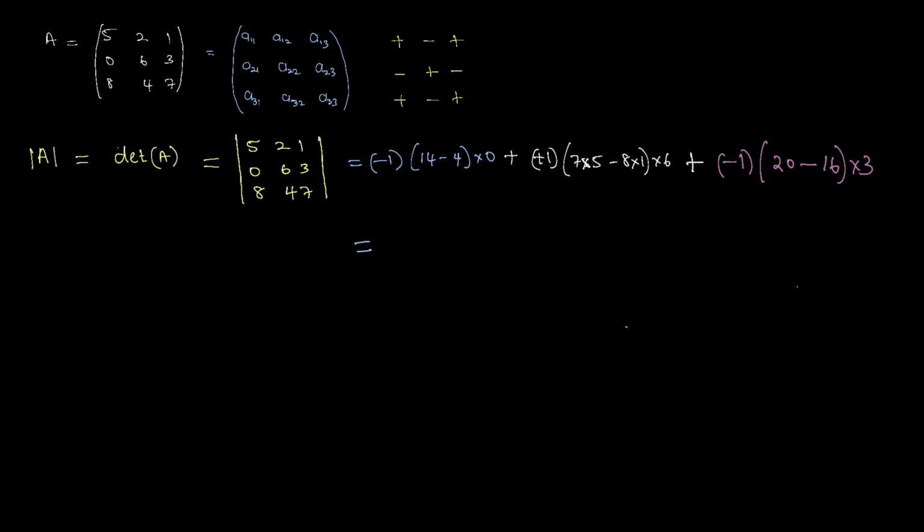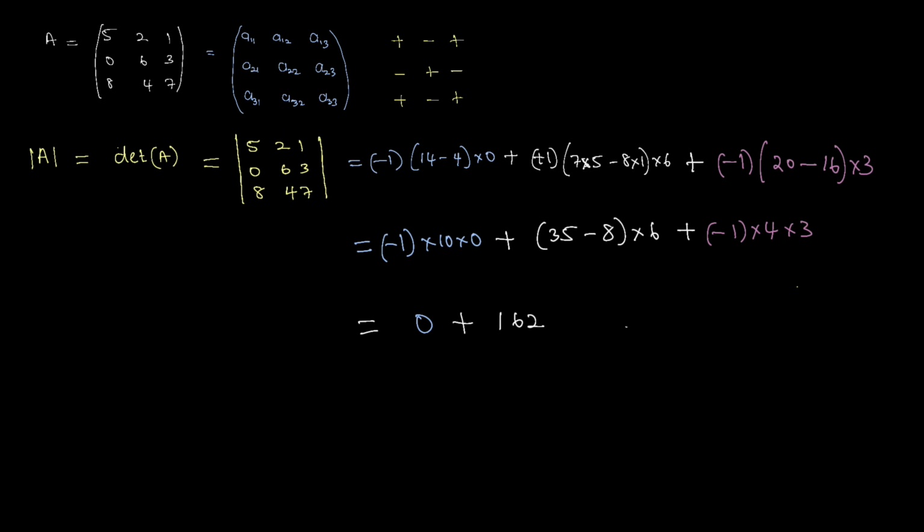And that will be equal to, well, we've got minus 1 here times 10 times 0, plus 1 times, that's 35 minus 8 times 6, plus minus 1, so that's 4, so that's minus 1 times 4 times 3. So that'll be 0 plus, well, 35 minus 8. 35 minus 8 is 27. 27 times 6 is 162. That's 162. And then plus, that one is minus 1 times 12. 4 times 3 is 12. So that means plus minus 12.